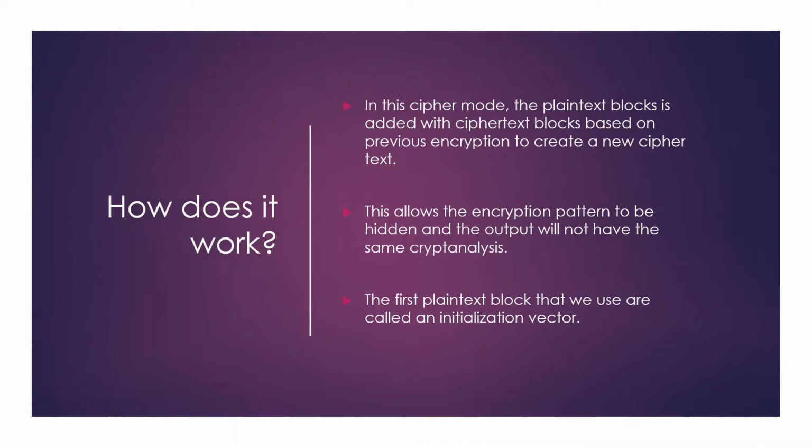So alright, we know that it encrypts plaintext, but what does it do differently compared to other modes? In this cipher feedback mode, it adds plaintext into a ciphertext to create a new ciphertext. This allows the encryption pattern to be hidden so that the output will not have the same cryptanalysis for decryption. The first plaintext block that we add is called the initialization vector, or IV in short. This IV can be in any bit size.